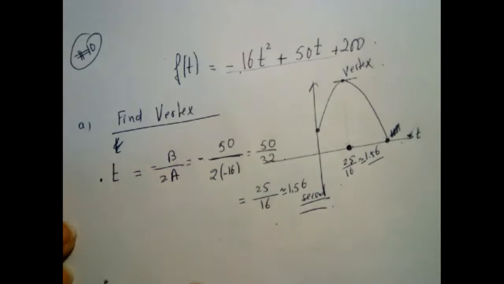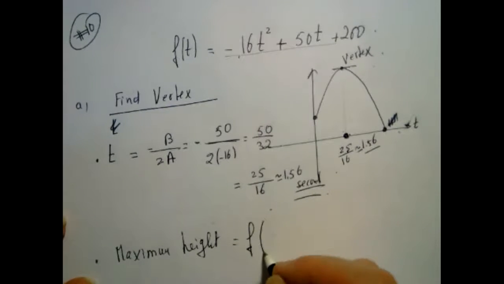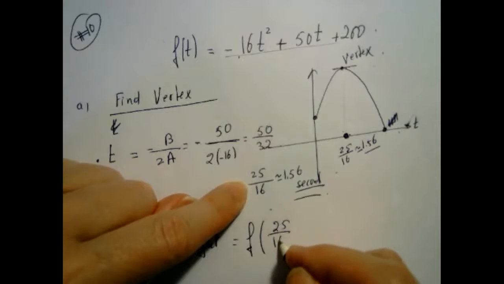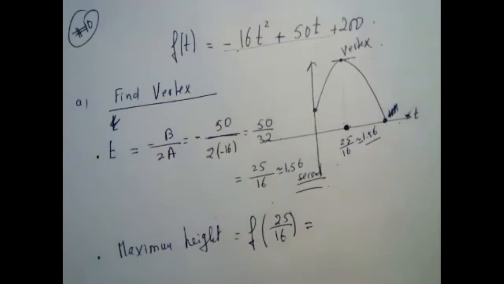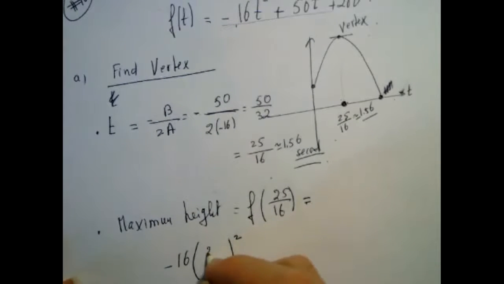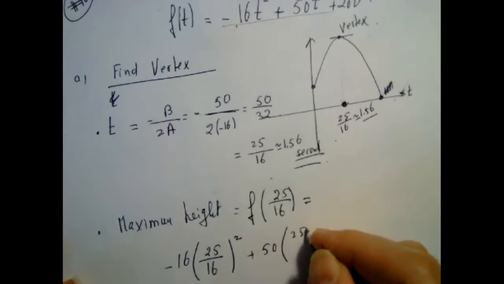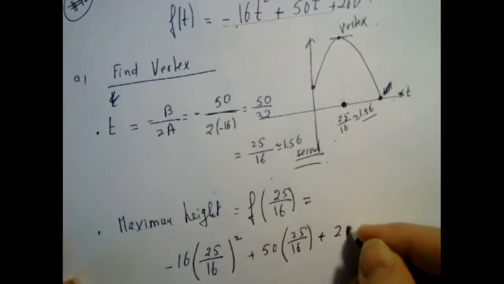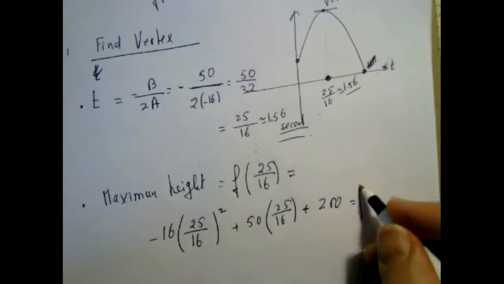Now, how much? What is the maximum height? To find the maximum height, it's basically finding the y coordinate of the vertex. It means it's the value of the function at 25 over 16. That's the maximum height. So let us evaluate that. It's minus 16 times 25 over 16 squared, plus 50 times 25 over 16, plus 200. Now I just plug this into my calculator.